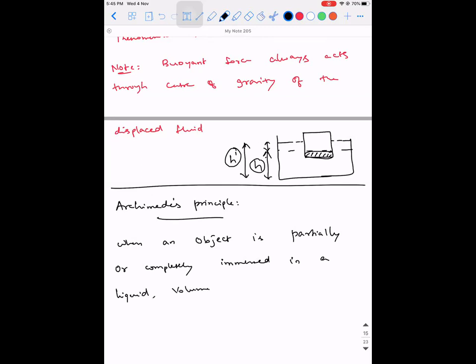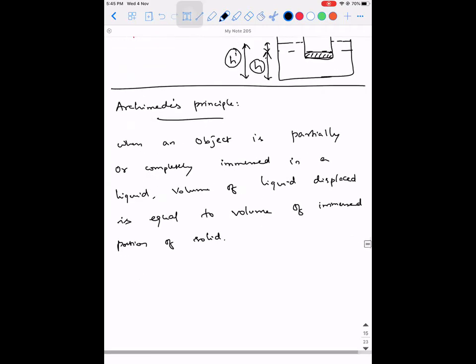Like how you told, the volume of liquid displaced should be equal to what? Volume of the immersed portion of the solid. So this is purely happening because of what? The volume conservation technique, right?